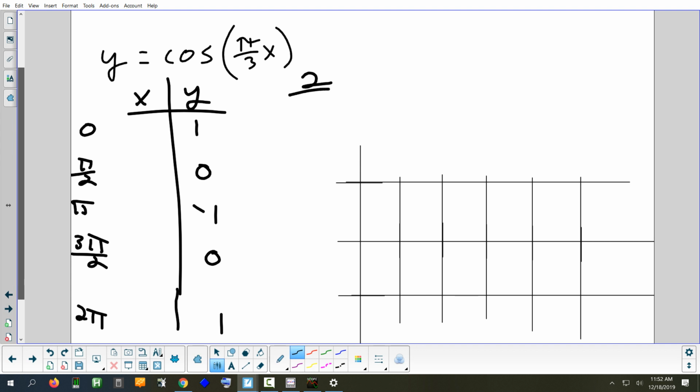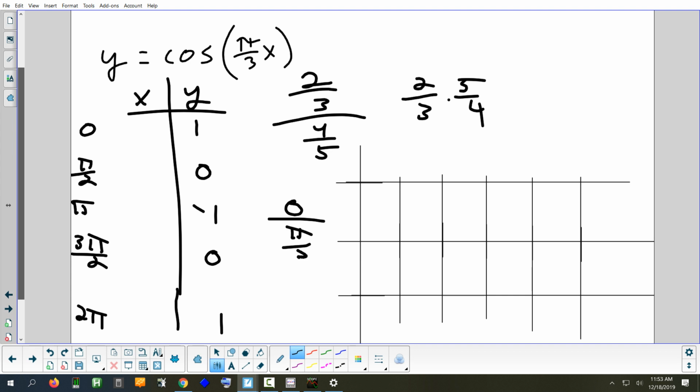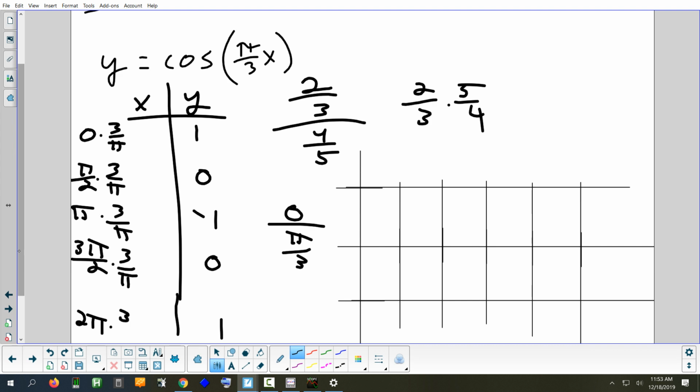If I was going to do 2/3 divided by 4/5, how would you do that? Yes. So do that exact same idea right here. Instead of dividing 0 by pi over 3, what are we going to do? Yes. You're going to multiply everything by 3 over pi. Now, at first you might think that's going to come out pretty awful. But it's not. Watch what happens.